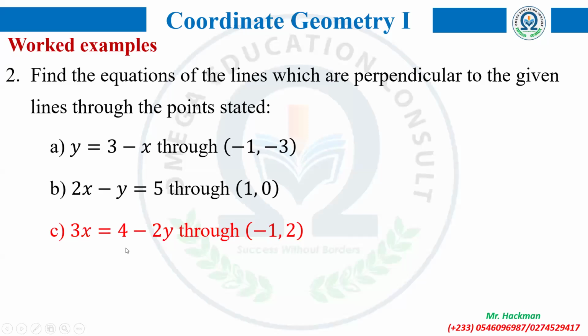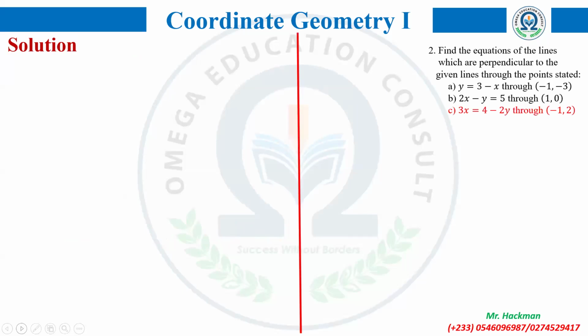I will equally do one here. So find the equation of the line, this time a perpendicular line, to the stated point. So let's go and look at the solution. Okay, so you underline perpendicular. That will guide you as to the formula to use. So again, you underline perpendicular here, which you have underlined there.